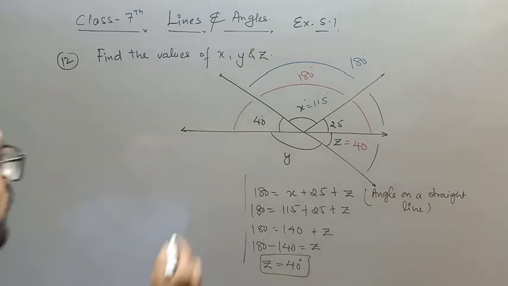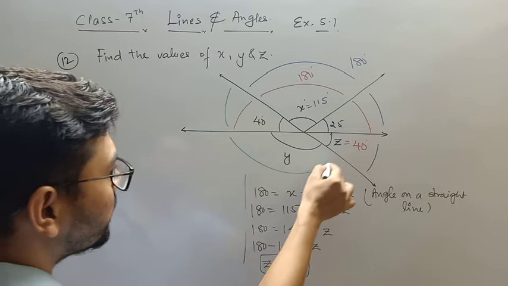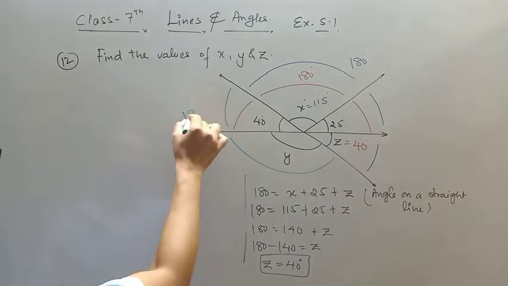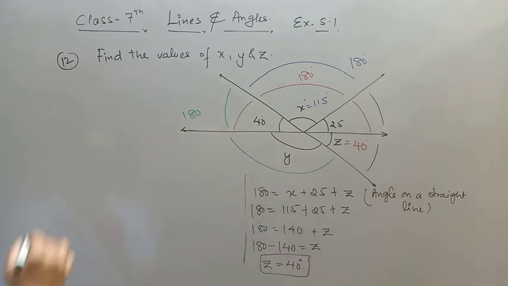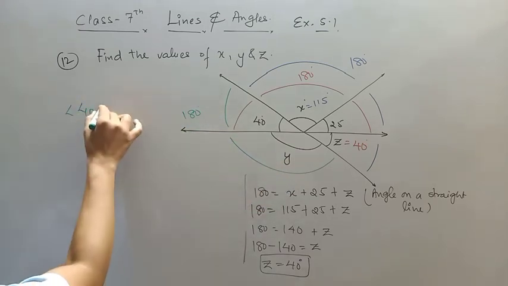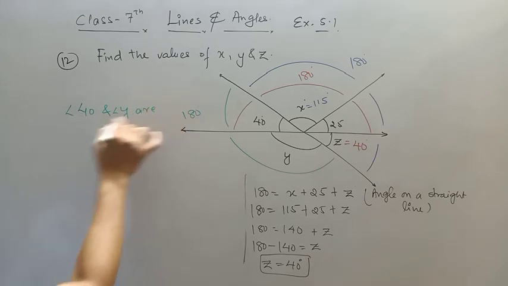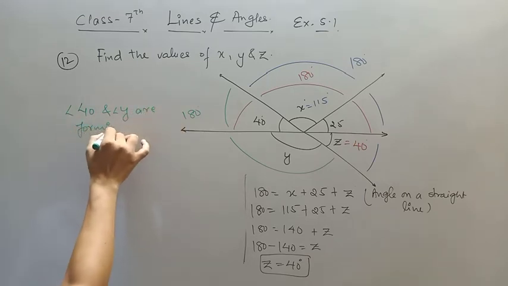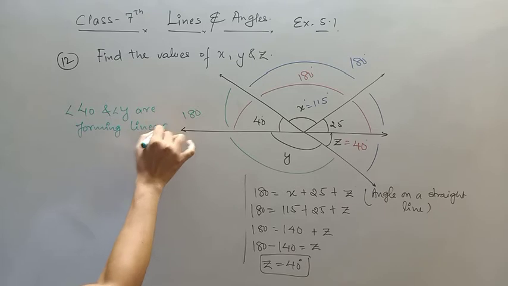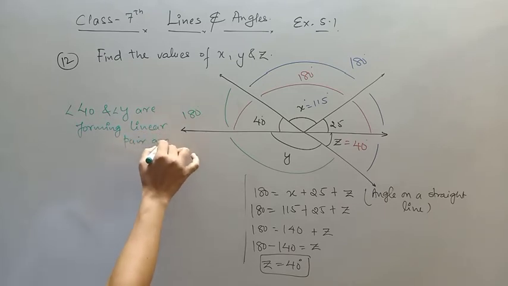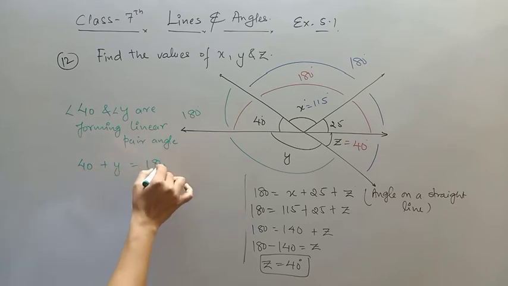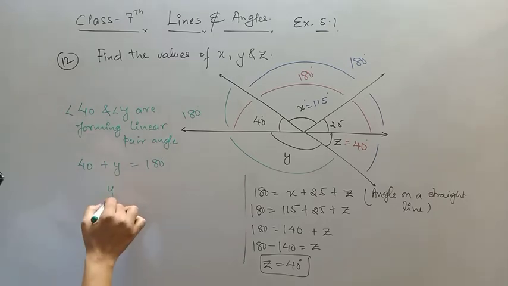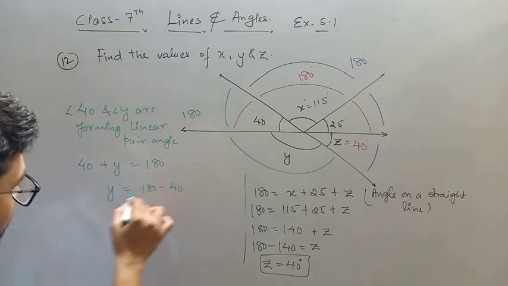Now see, again this will form a linear pair angle, right? So again the sum is equal to 180 degrees. These two angles forming a linear pair angle, you can write angle 40 and angle y are forming a linear pair angle. And the sum of a linear pair angle is equal to 180 degrees, because again this angle is forming on a straight line, right? So you can write y is equal to 180 minus 40, which is equal to 140 degrees.